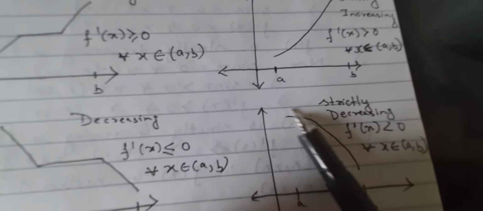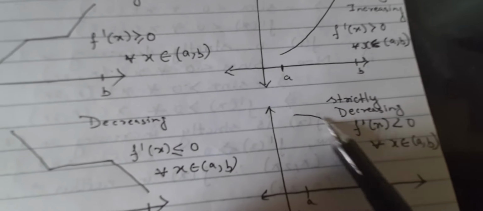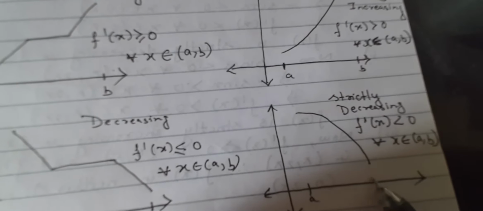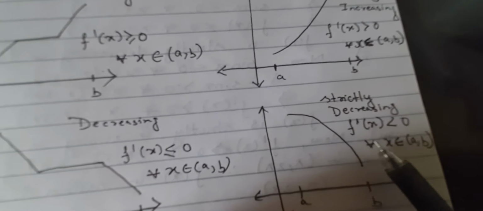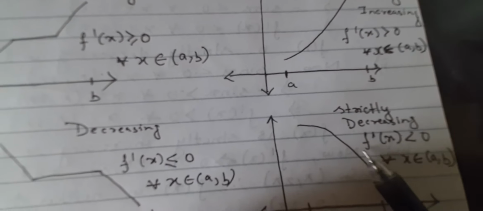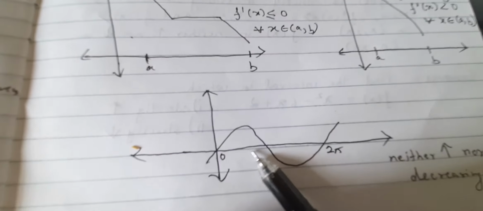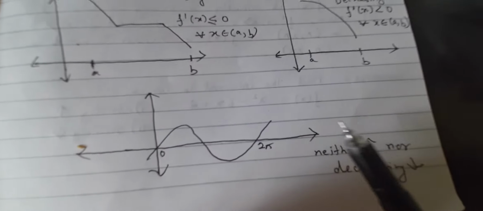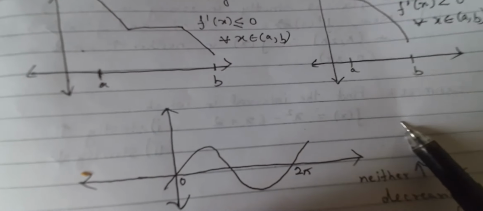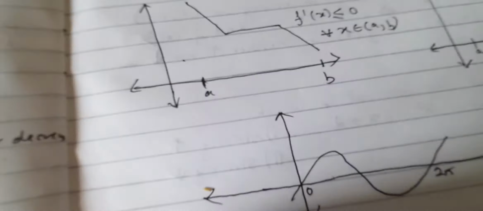Similarly, here it is constantly decreasing, while the value of fx is decreasing as x is increasing. So it is called a strictly decreasing function because at no point does f dash x become 0. And this case I have already told you is neither increasing nor decreasing. This is the graph of sin x. You can take any other graph also. Over here we say that the function is neither increasing nor decreasing. If you take a particular interval, suppose 0 to pi by 2, then only we can say that it is increasing.